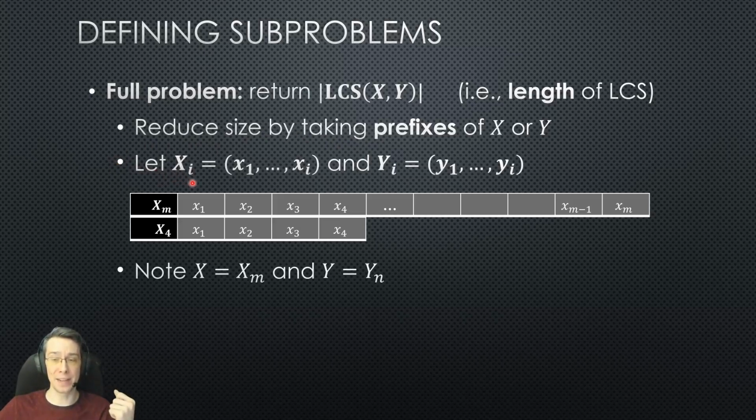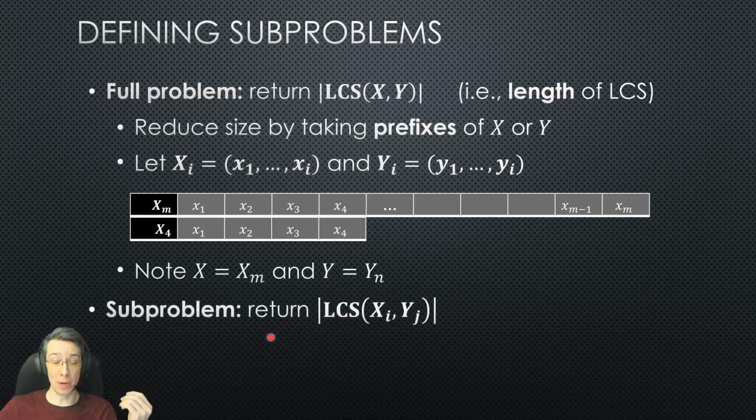Xi is going to be the prefix of X of length i. So it's going to be the first i characters of X. So I've drawn Xm here, which is the whole string X, and then X4 here is just the first 4 characters, right? And similarly for Y, Yi is the first i characters of Y. And of course, we said that X has length m and Y has length n. So X is just Xm, and Y is just Yn. So our subproblems are going to be returning the length of the LCS of Xi and Yj for all the different i's and j's. Those will be our subproblems.